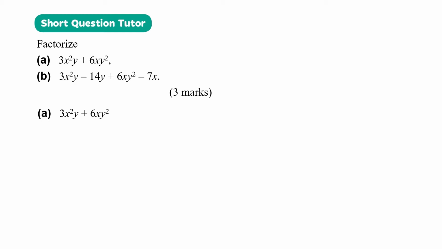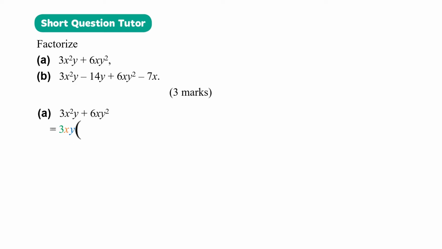The question is 3x square y plus 6xy square. For this type of question, we have to consider numbers and variables separately. For numbers 3 and 6, we can take out 3 as a common factor. For x square and x, we can take out x. For y and y square, we can take out y. That means 3xy is a common factor of these two terms.